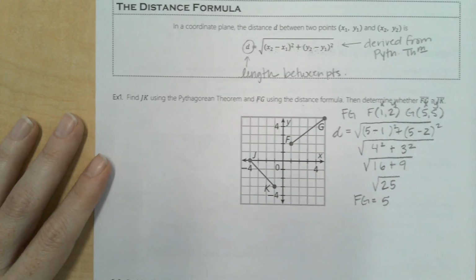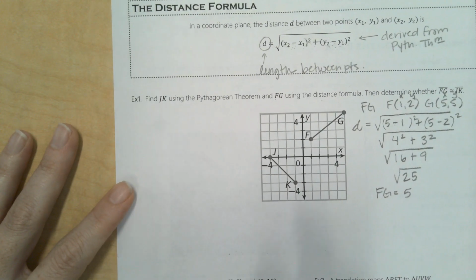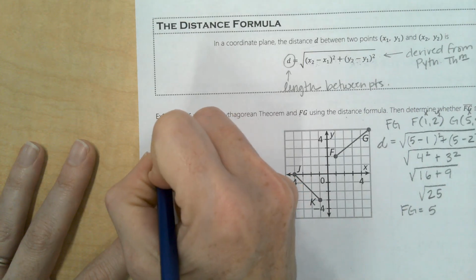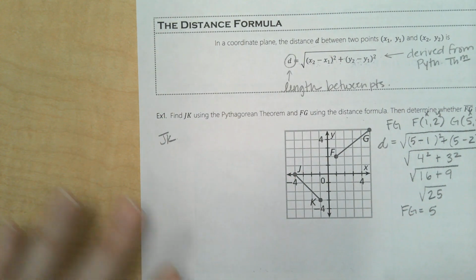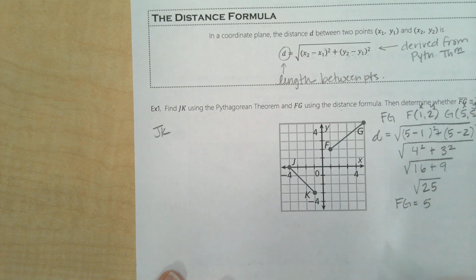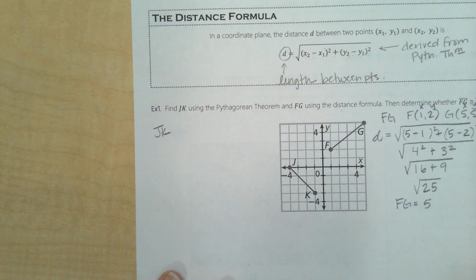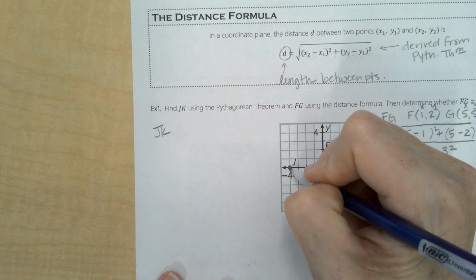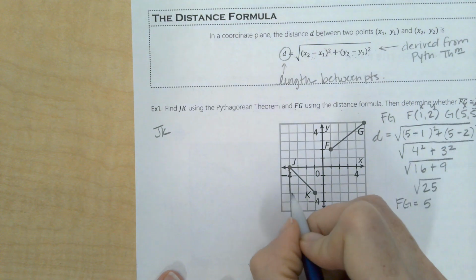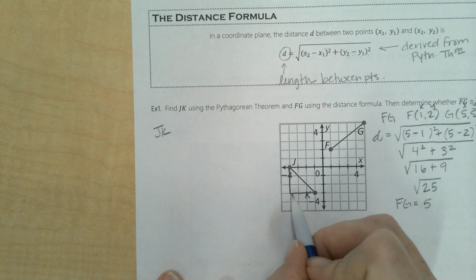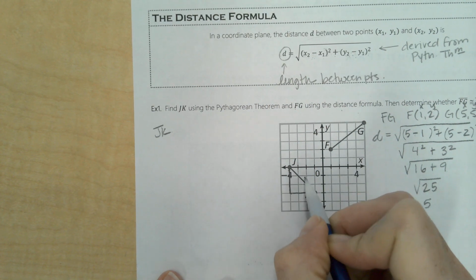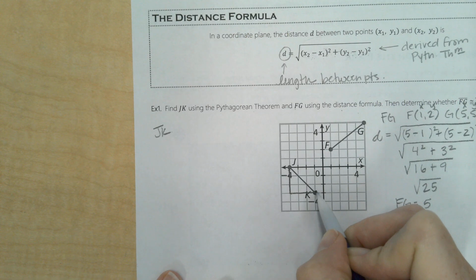Okay? So let's compare that to JK. For JK, we're going to use the Pythagorean theorem. And this is how we use it here. Since it's already graphed for us, we can just draw our right triangle. Then we want our legs, so we can find JK, which is the hypotenuse.